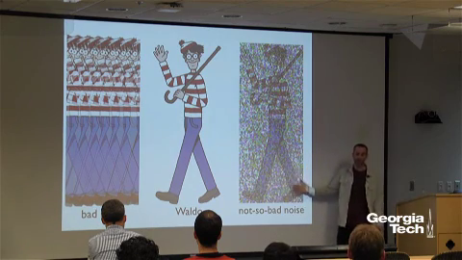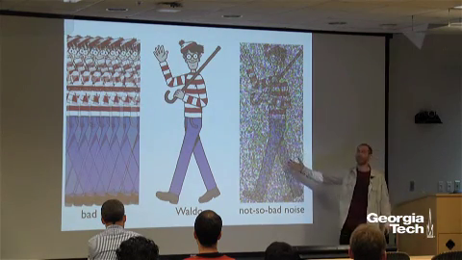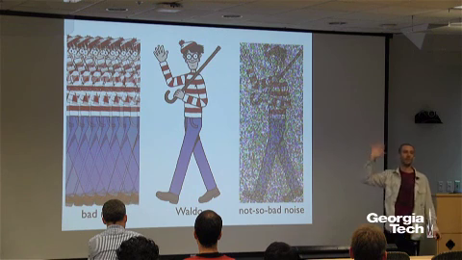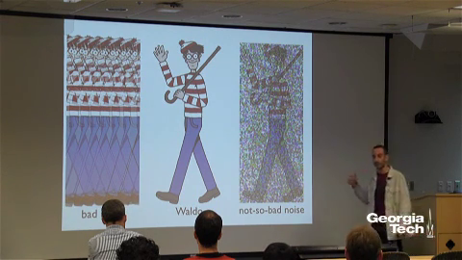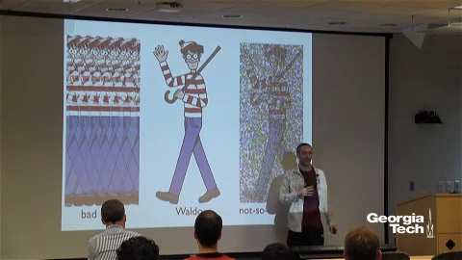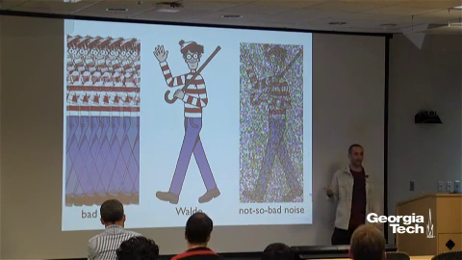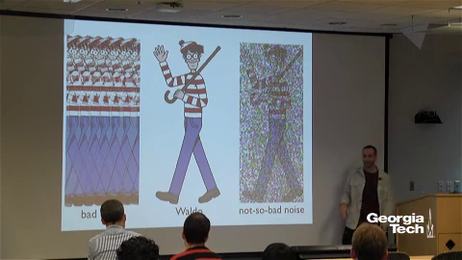Then you have other noise, which is not so bad. I mean, you can see where Waldo is. Maybe it's harder to figure out how many fingers Waldo is holding up, because the noise may look like a change in the number of fingers. So what is bad for one task might be not so bad for another task. But that's what bad noise is.